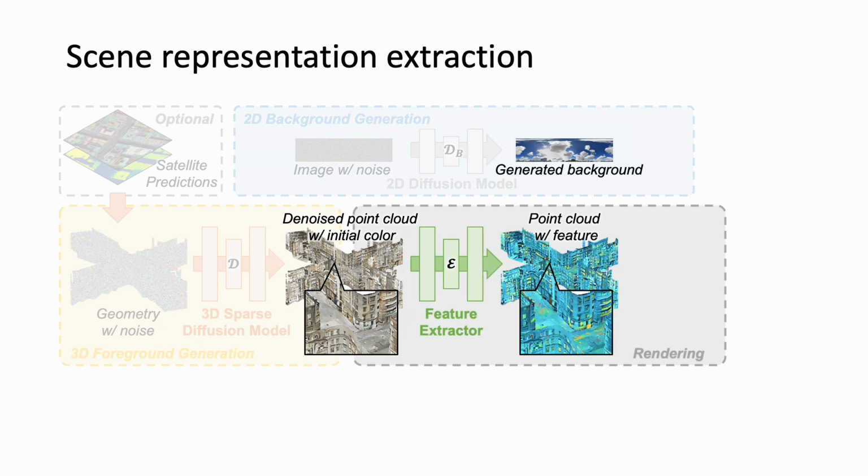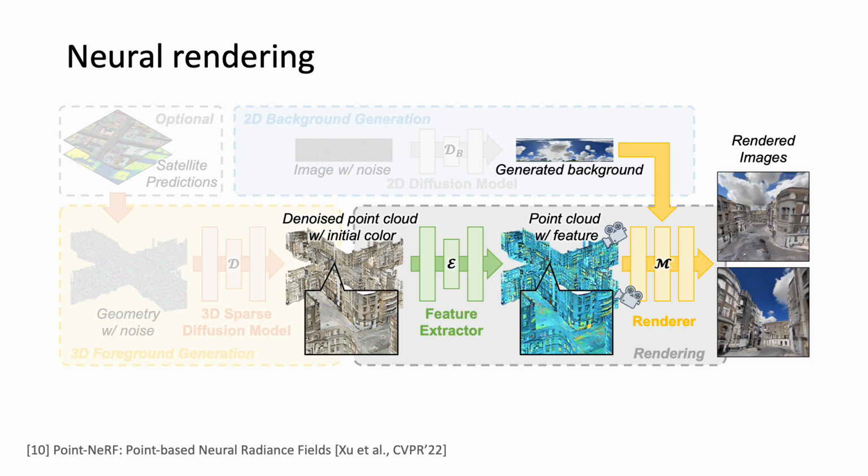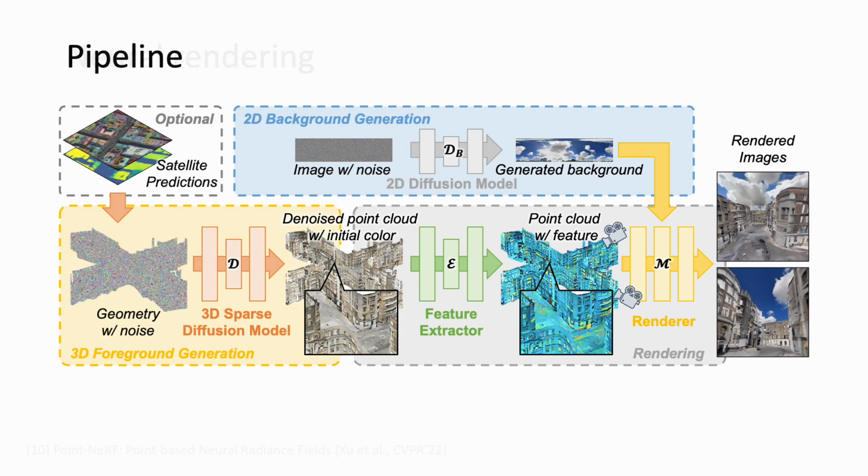In the rendering phase, the denoised point cloud with preliminary color is first passed to the associated feature extractor to obtain the point-anchored scene representations. Finally, a neural renderer aggregates the necessary information from the neighboring points' representations along the rendering rays and produces images for arbitrary views. The generation part and rendering part are trained separately and are integrated during the inference phase.